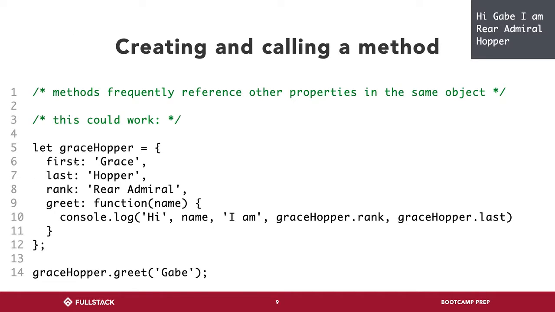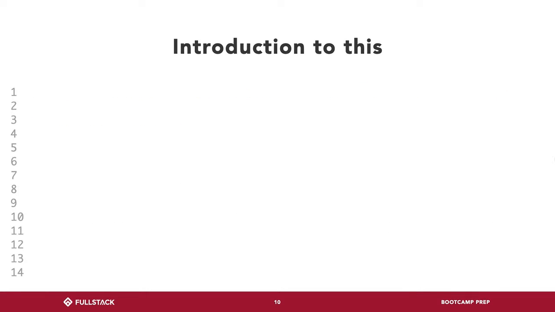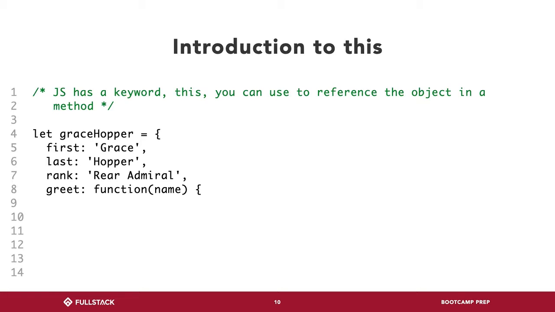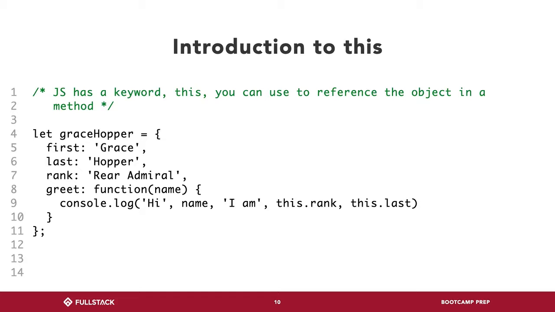Because it's referencing this. But you could just use the this key, which is what I was talking about before. So JS has a keyword, this, and you could use it to reference the object in a method. So you don't have to name the object itself. You don't have to know the name of the object that you're inside of. This is just going to be referencing whatever object the method is inside of. Cool?